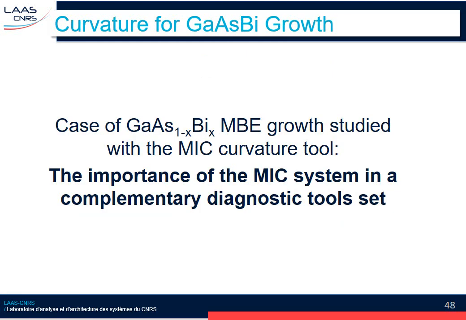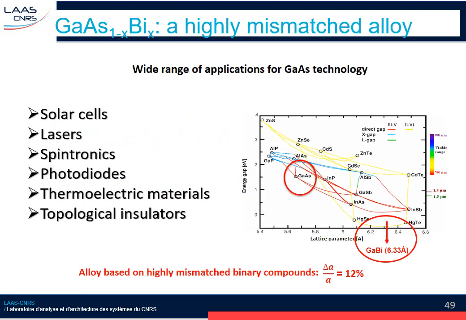So let's now have a look at how curvature helped us to better understand the growth of gallium arsenide bismuth. Gallium arsenide and gallium bismuth have a very different lattice parameter. The two binary compounds have a mismatch of about 12%. So it's very difficult to introduce bismuth in gallium arsenide. Anyhow, this alloy is studied for a wide range of applications.